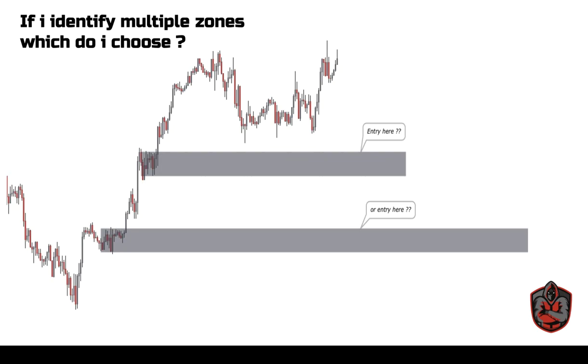So, next question I'll get is, if I identify multiple zones, like in this case, we have a rally base rally here, but we also have a rally base rally here. So, which zone do I choose? Do I enter there or do I enter there? Now let me teach you guys how to select which zone you would wait for.